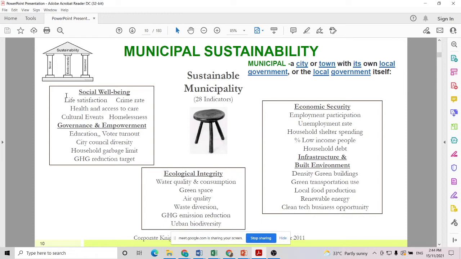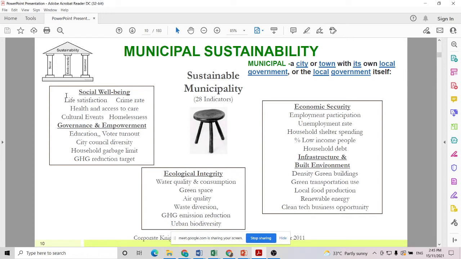So waste management is very important, because in the city they produce waste, either scheduled waste or domestic waste, depending. And also the economic security. Basically they can monitor up to the employment participation, the employment rate, and household shelter spending. This spending rate will contribute toward economic growth.